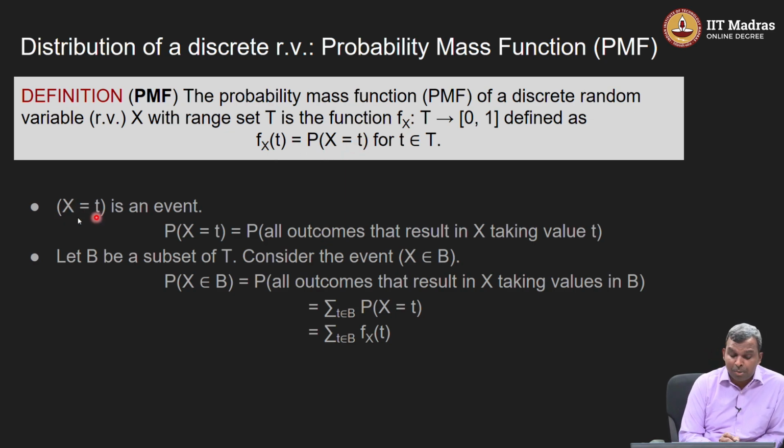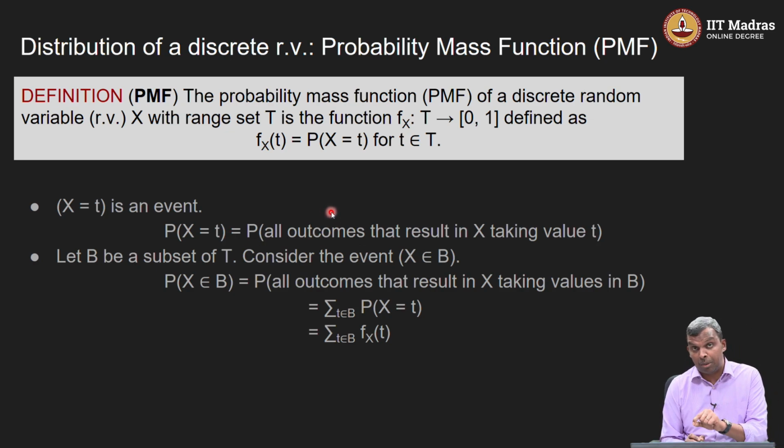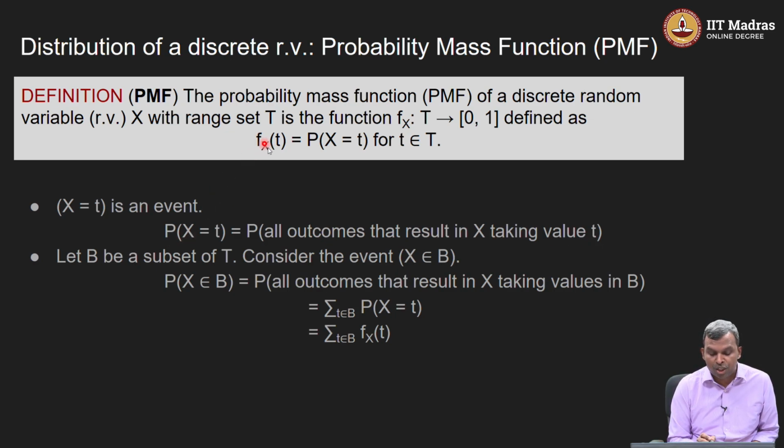So now what is X equals t? Remember I talked about how to define events with a random variable. X equals t is an event, right? So the probability that X equals t is the probability of all outcomes that result in X taking value t. Keep this definition in mind, this is very important. If somebody describes an experiment to you and then defines a random variable, to compute the PMF of the random variable, you have to use this definition. The PMF of the random variable taking a value small t is the probability that the random variable itself takes the value t, which is the probability of all outcomes of this experiment that result in the random variable taking value t. This is an important point to keep in mind.